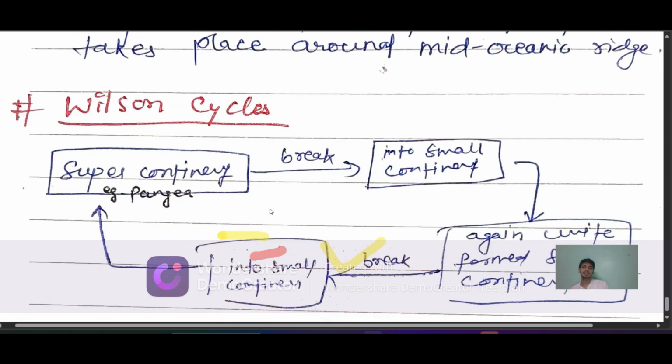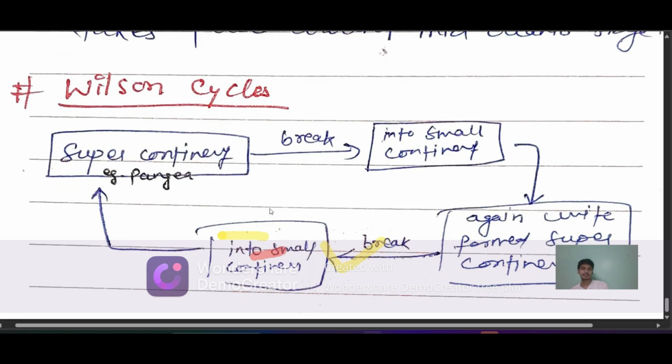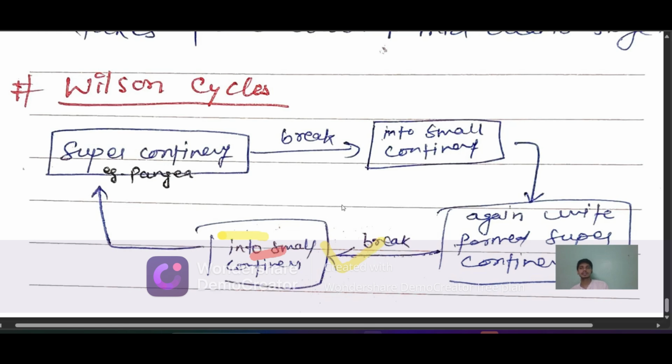And another concept is the Wilson cycle. It is very simple. The whole land mass was earlier one, that is Pangea, which is called a supercontinent. It broke into smaller continents. After many years, it will again reunite and form a supercontinent, and it will again break into smaller continents. And this cycle will go on, and this is called the Wilson cycle.